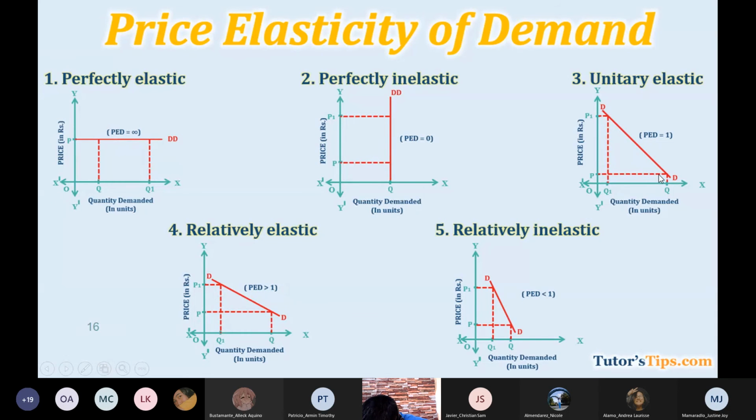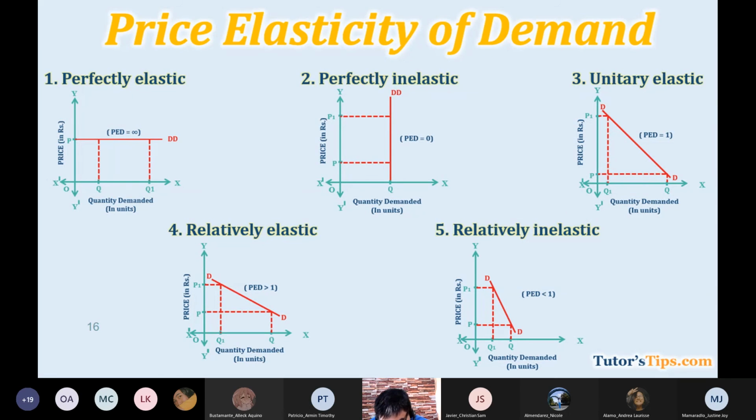PED equals 1. So, ulitin ko lang. Tumaas yung presyo mo. Nabawasan yung quantity, pero yung gastusin ng mga tao, same lang. Proportional pa rin siya. Hindi katulad nito kasi tumaas yung presyo mo, bumaba yung quantity, bumaba yung gastusin. Yung demand ng item.